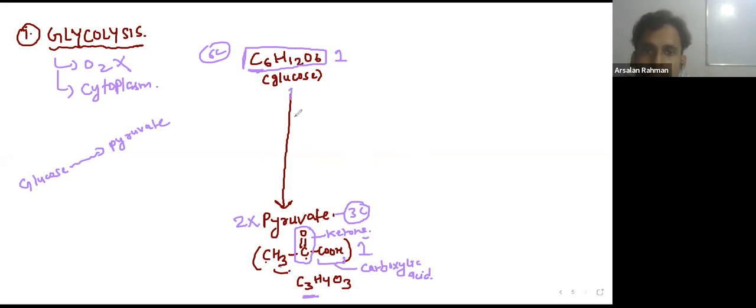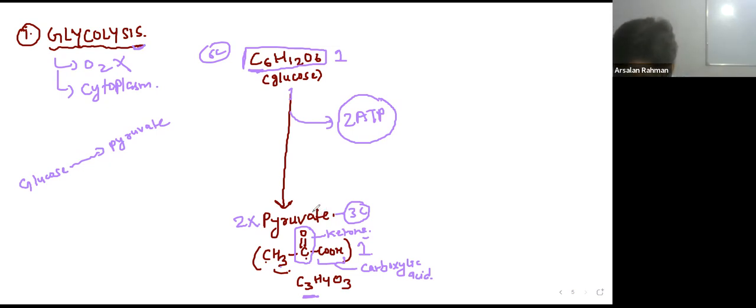In this reaction, 2 ATP molecules will form. How many ATP molecules will form? 2 ATP molecules. The first step is clear or not? The first step is glycolysis. What will happen in glycolysis? The 6 carbon molecule glucose will convert into 3 carbon molecule pyruvate. How many molecules of pyruvate will we get? We will get 2 molecules of pyruvate.